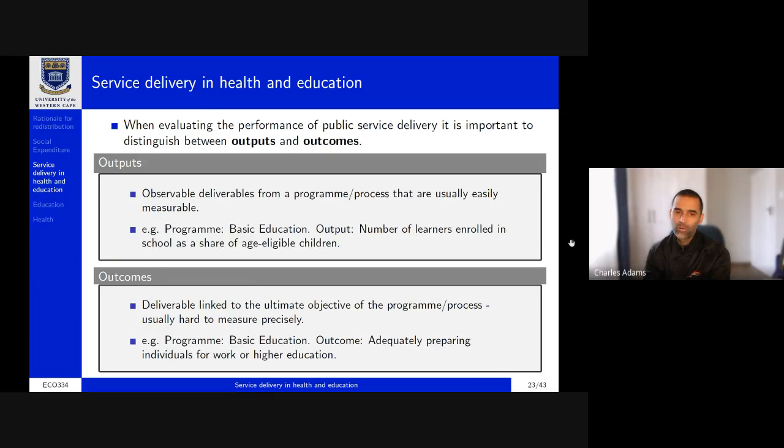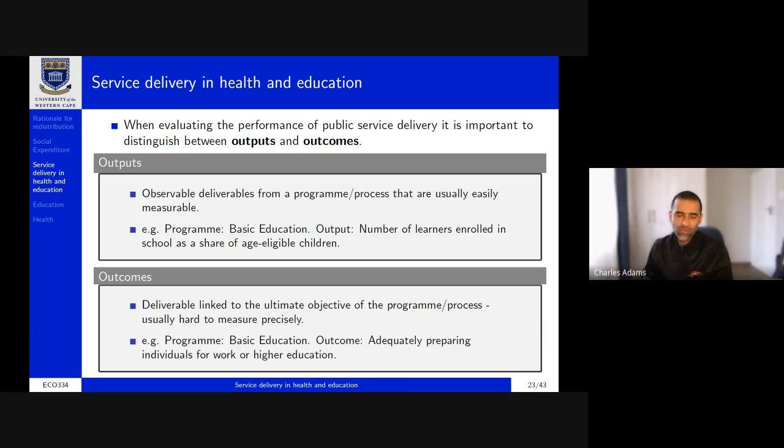But of course, the objective of a program is usually an outcome, which is a bit more amorphous, a bit harder to measure, right? So think of education. The outcome is adequately preparing individuals for work or higher education. Another way to put it is that the targeted outcome of education is to have an educated population, right? In other words, the purpose of basic education is to teach people stuff. So the outcome is that people coming out of the system know things, they know how to do things, etc. That's the outcome. Difficult to measure.